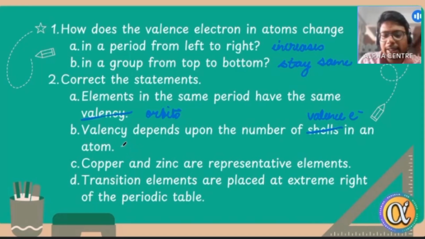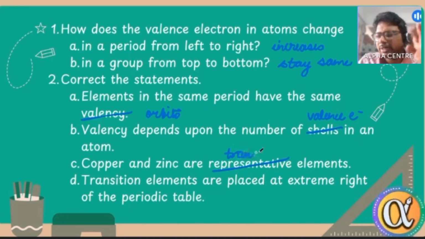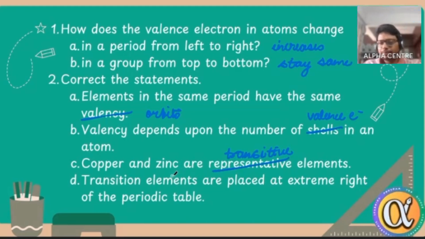Copper and zinc are representative elements. No, they're not representative elements. They are better called transition elements. Transition elements are placed at the extreme right of the periodic table. Is that true? They are placed in the center of the periodic table.